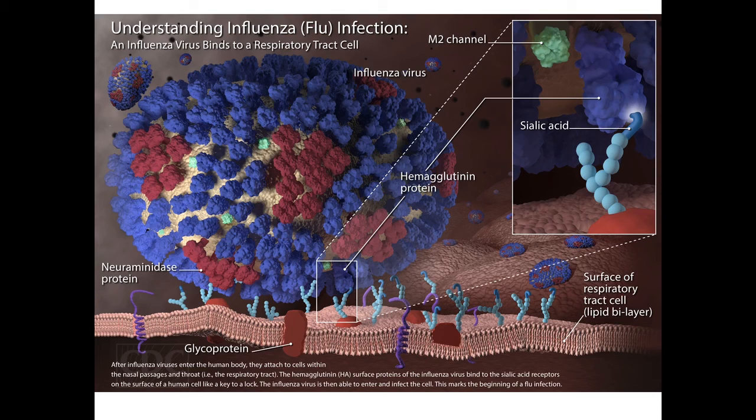Because the initiation of this virulence has to do with the hemagglutinin protein binding to a glycoprotein on the surface of your respiratory epithelial cells, somewhere in your mouth, in your nose, in your throat.